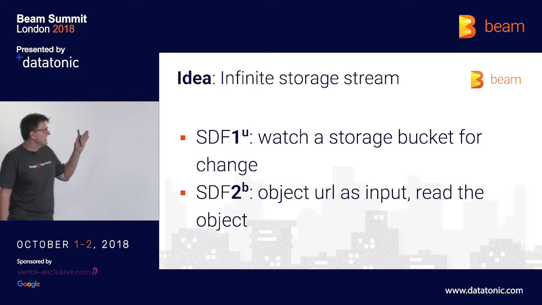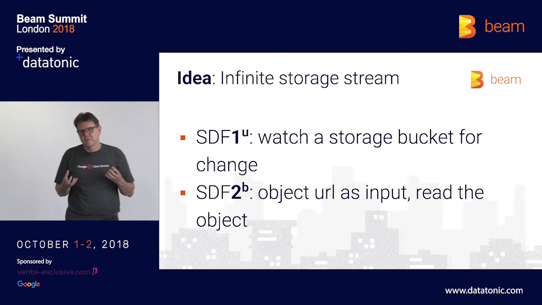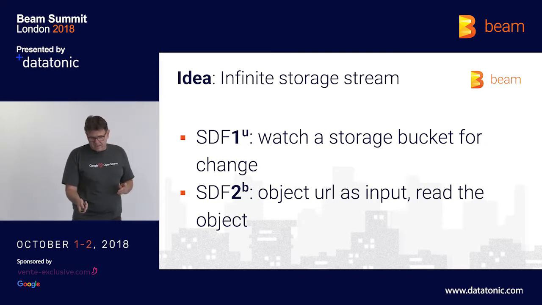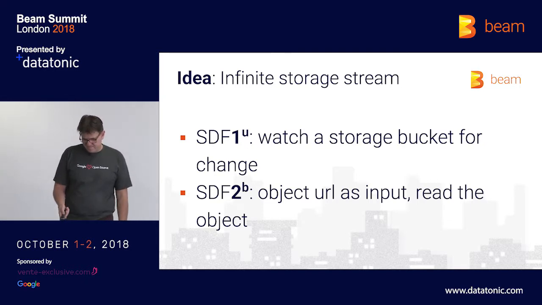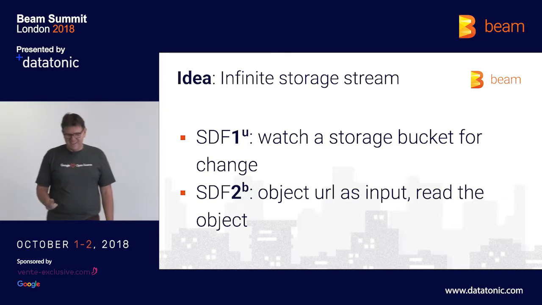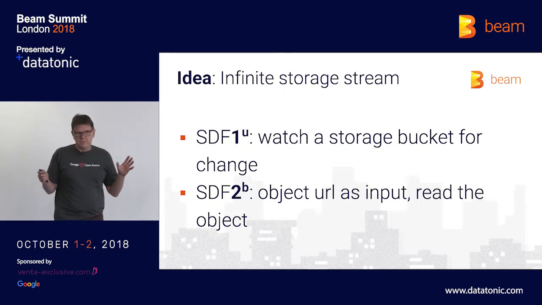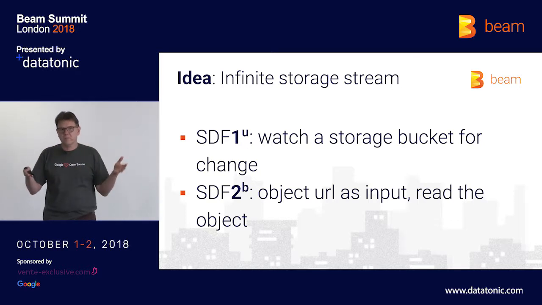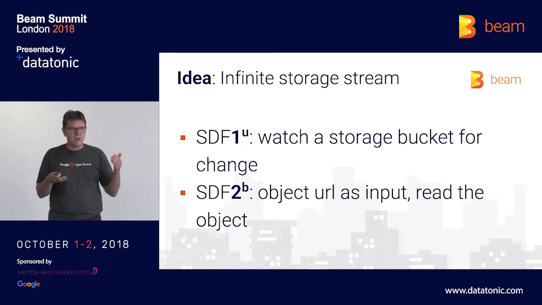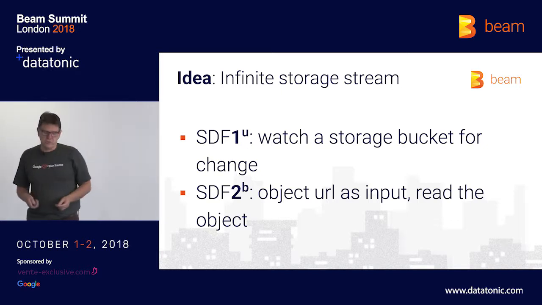And here is an example of what you could do with the composition of different kinds of SDFs. So you could make an SDF that's unbounded, that reads a storage bucket and watches for changes on that storage bucket. And it outputs URLs every time there's a new file on that storage bucket.